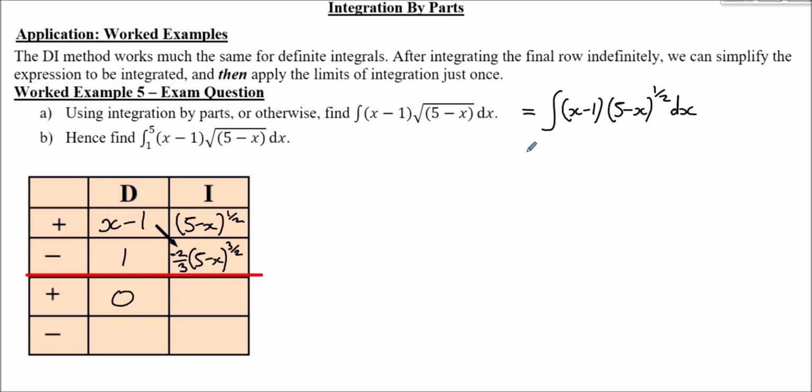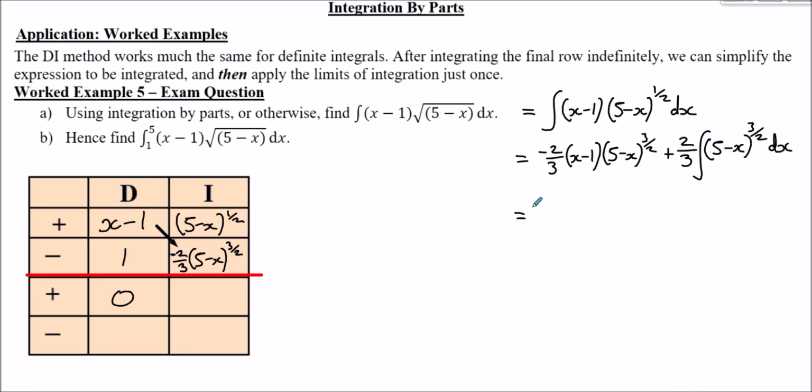And so for A, that's the same as the product of x minus 1 multiplied by minus 2/3, 5 minus x to the 3/2, which is minus 2/3 x minus 1, 5 minus x to the 3/2, and then the integral of a product of this final row. So it's going to be minus 1 times minus 2/3, so plus 2/3 of the integral 5 minus x to the 3 over 2 dx.